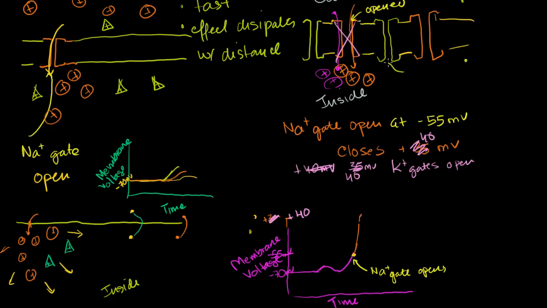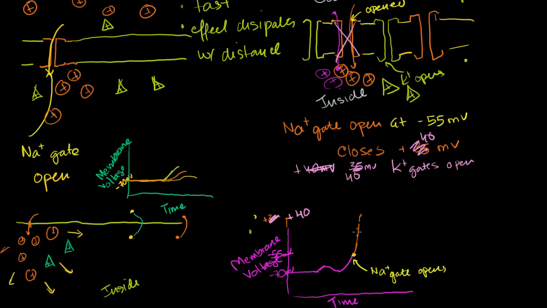So then our sodium gate will open. K plus ion gate opens. Now, when that opens, what happens? We have all of these sodium ions here. We already saw from the sodium potassium pump that it makes the sodium concentration on the outside higher and the potassium concentration on the inside higher.